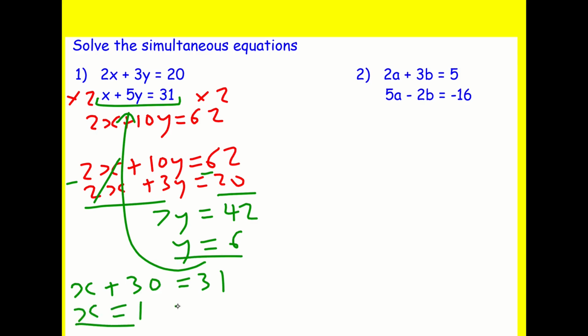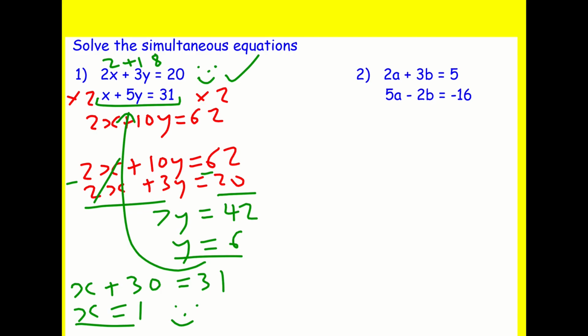Done. Okay, just to check, let's check it works. 2 times 1 is 2, plus 3 times 6, which is 18. 2 plus 18 is indeed 20. I know I'm correct. I've checked my solution basically in both equations, and I've solved simultaneous equations with different coefficients.